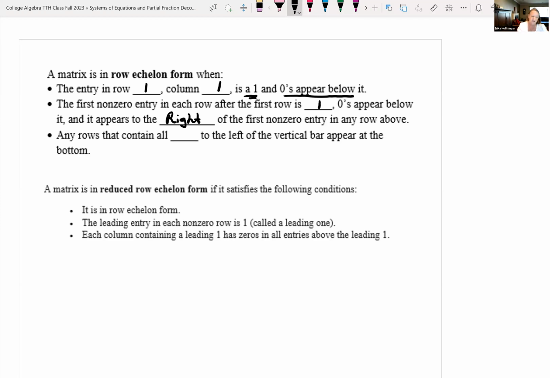Any row that contains all zeros to the left of the vertical bar appears at the bottom of our matrix. Okay, so row reduced echelon form, basically, we want it to be in row reduced echelon form. That leading entry in each non-zero row is a 1. We call it the leading 1. And each column containing a leading 1 has zeros in all the entries above that leading 1. So we want that leading 1, we want zeros above and zeros below in that column.